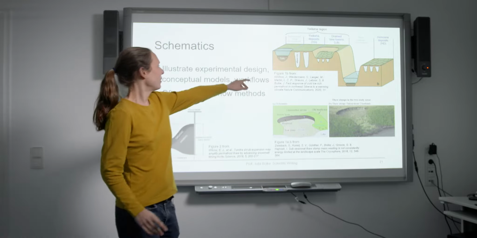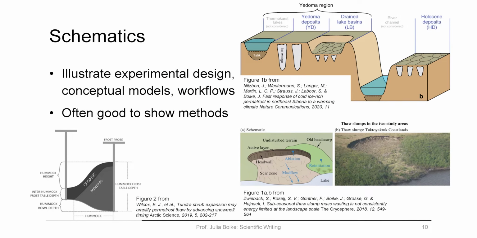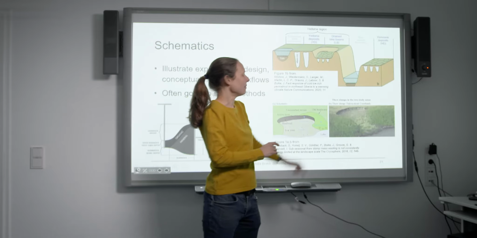For example, here is a nice example from a colleague of mine, Jan Nitzborn, who defended his PhD recently. He parameterized a model of a permafrost landscape. And on this schematic, you see the different parts of the landscape that he used in this model. For example, the Yedoma deposits and drained lake basins, and there are also river channels, but they are not explicitly considered. So that is what he writes on the top here.